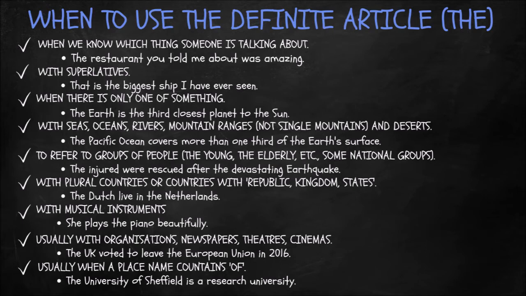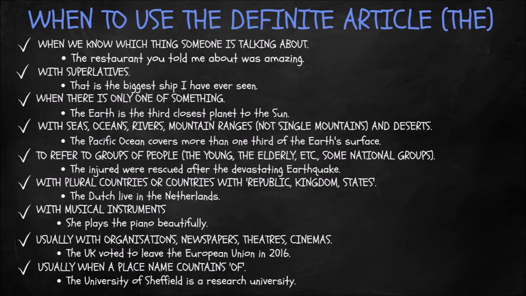So as you can see here in our solar system, there's only one Earth and there's only one Sun. So we use the when we talk about them, because we all know the Earth and we all know what we're talking about when we say the Sun. We also use the with seas, oceans, rivers, mountain ranges, but not single mountains, and deserts. So the Pacific Ocean covers more than 1/3 of the Earth's surface. Okay, we've chosen the Pacific Ocean, but it doesn't matter which ocean, the Atlantic Ocean, the Mediterranean Sea. Yeah, we always use the.